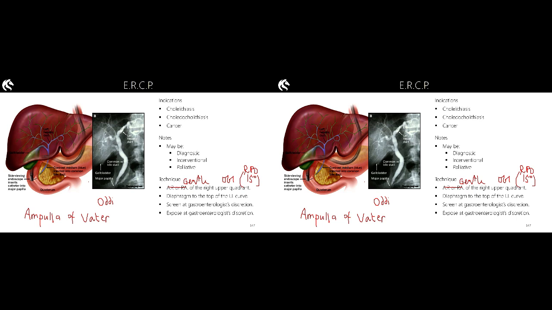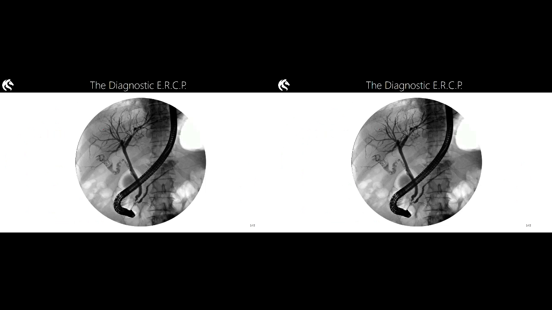You're going to be using an image intensifier, and you're going to put the top of the screen at the top of the liver. You do that, you're going to include all of the territory there. Really as simple as that. Otherwise, you are going to screen and expose at the gastroenterologist's discretion. And this is what it should look like.